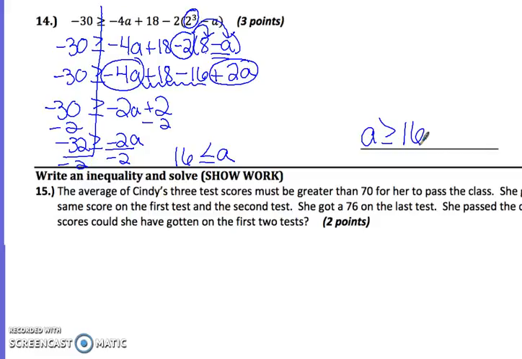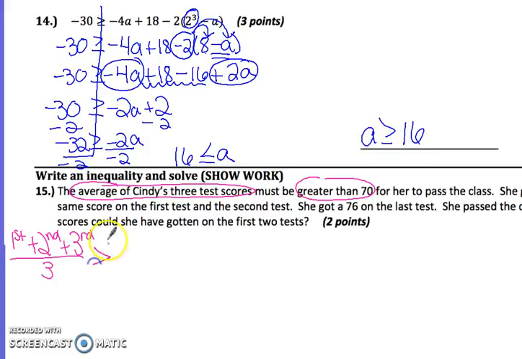Number 15, the average of Cindy's 3 test scores. As soon as I read that, I thought that means her first test plus her second test plus her third test, all divided by 3. That's how I find average. It must be greater than 70 for her to pass. She scored the same score on the first and second test, and a 76 on the last test. She passed the class. What scores could she have gotten on the first 2 tests?